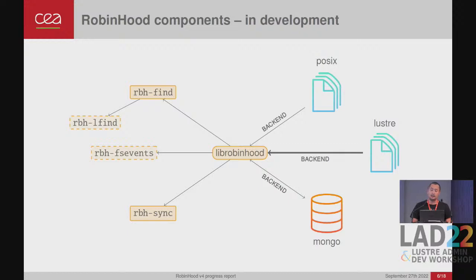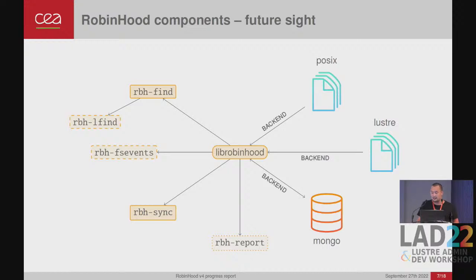In development, we have two new tools that we will present a bit later. The first one is RBHL Find, which consists of an overload of the RBH Find to fetch files depending on some Lustre attributes. And we also have RBHFS events to retrieve events from the file system. That can be Lustre changelogs, but also maybe fanotify events or other things to update the Mongo database. And on the right part we have the Lustre backend that we can now retrieve metadata from, also only with read access.